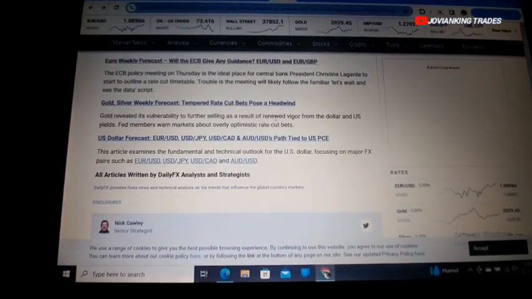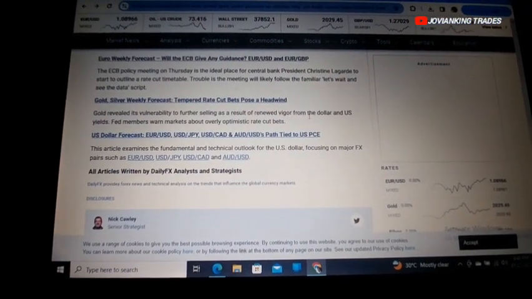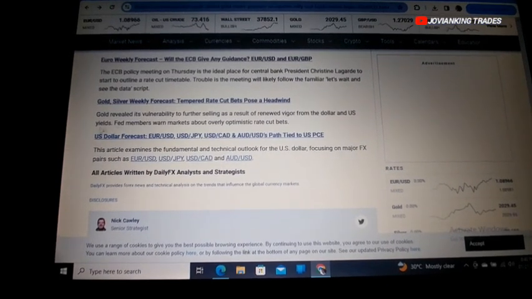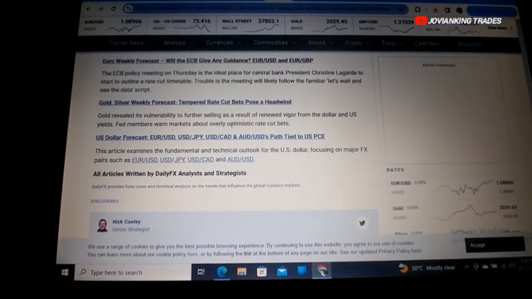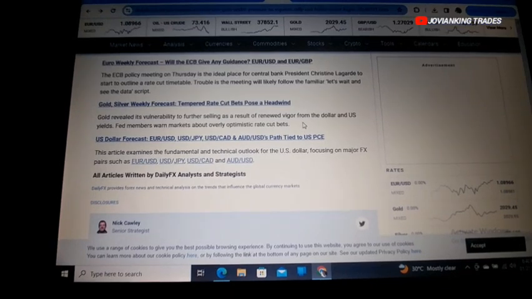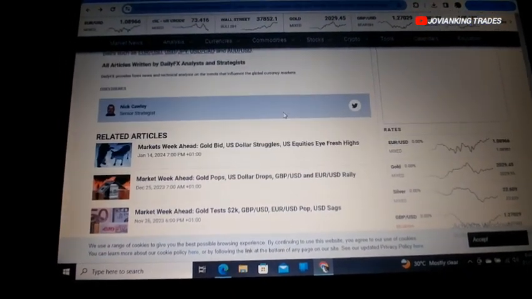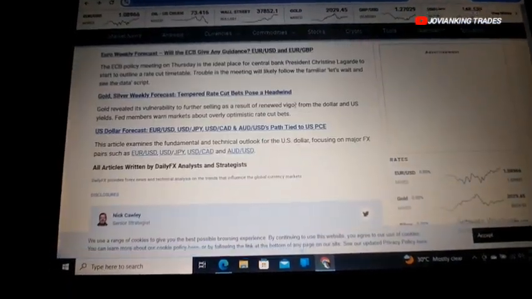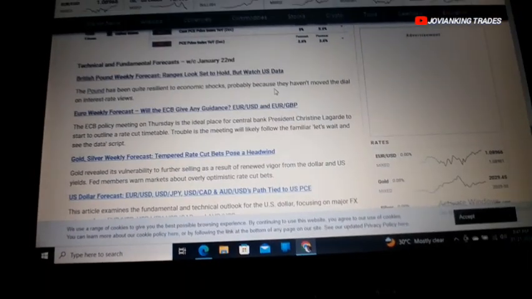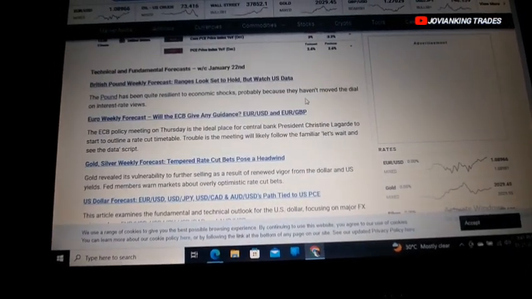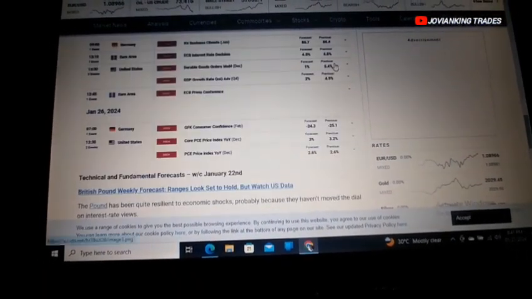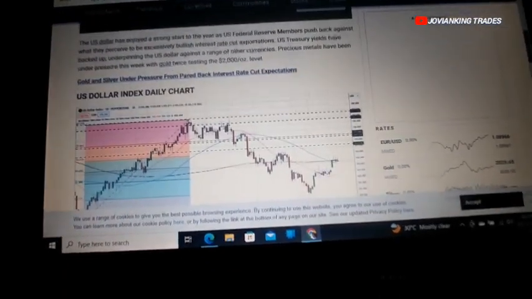So gold reveals its vulnerability to further selling as a result of renewed vigor from the dollar and the US Fed. Fed members warn the market about overly optimistic rate cut bets. So personally, I'm not a fundamental guy, but I would say that I should be expecting more sells than buys on a short term for XAUUSD. You get me now? But you still wait for the market to react so you can react to anything the market asks. So far so good.